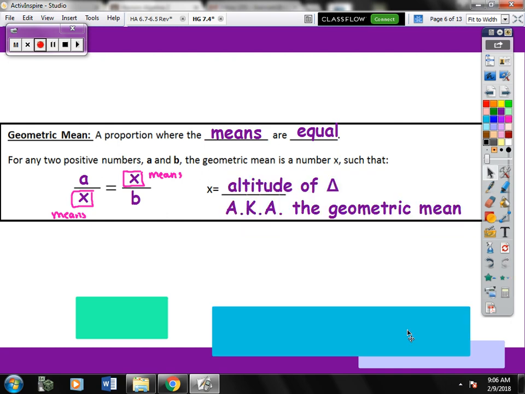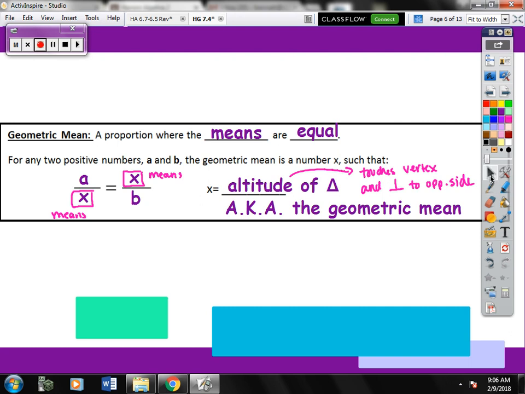Now, X is going to be the altitude of the triangle, aka the geometric mean. Remember that an altitude will touch a vertex and be perpendicular to the other side. So there's 3 cases where we will see the geometric mean, because we have 3 altitudes. The altitude can either go through the middle of the triangle, or it can be one of the legs of the triangle. So I have 3 scenarios at the bottom.